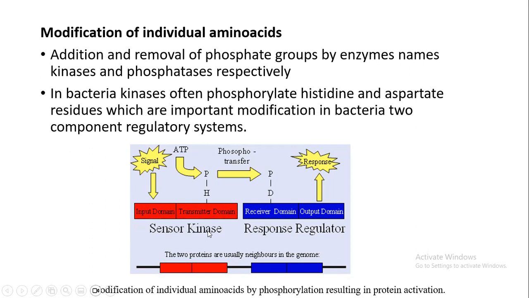Once activated, it acts upon the downstream protein, which is generally a response regulator. The two proteins, the sensor kinase and the response regulator, work in combination. Once the sensor kinase is activated by autophosphorylation, it can transfer its phosphate group to another amino acid, generally an aspartate present on the regulatory protein, by a reaction known as a phosphotransfer reaction. The aspartate residue is now phosphorylated, and this leads to activation of the response regulator protein, or you can simply call it a regulator protein.